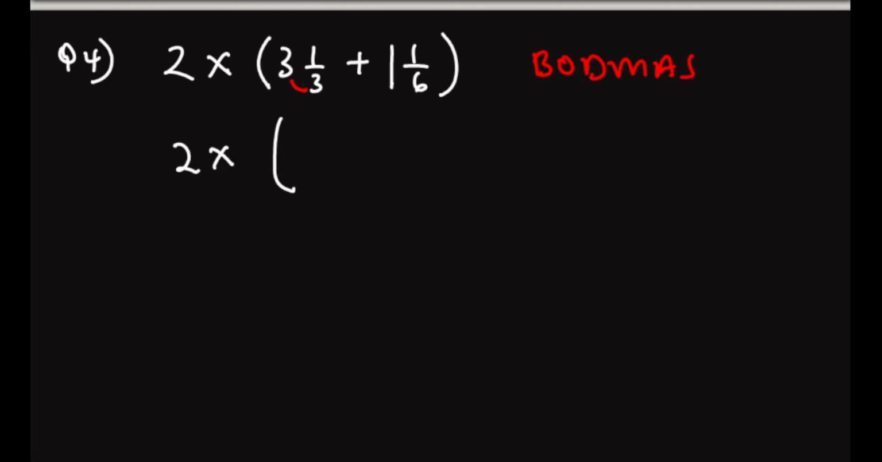So 3 times 3 giving us 9 plus 1 here giving us 10. So we're going to have 10 over 3, then plus, now 1 times the 6 giving us 6 plus the 1 gives us 7 over 6. Then we close the bracket. Now we are still going to solve the bracket first, so we go ahead, 2 times.